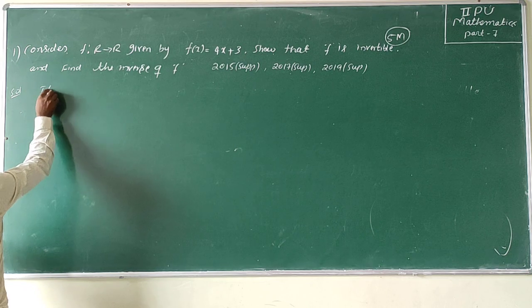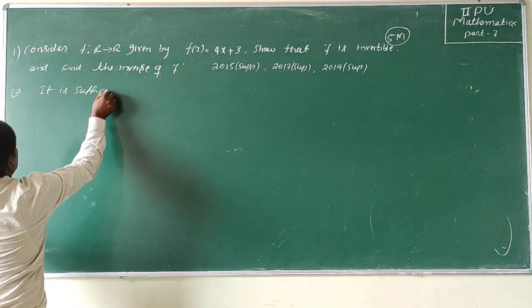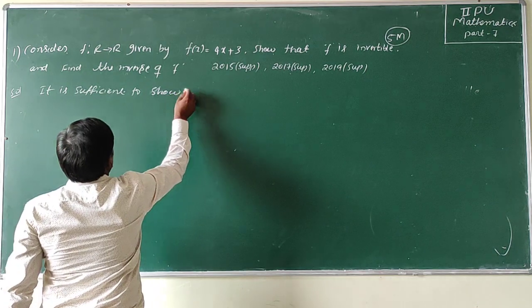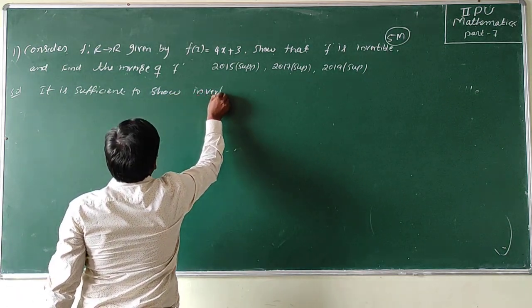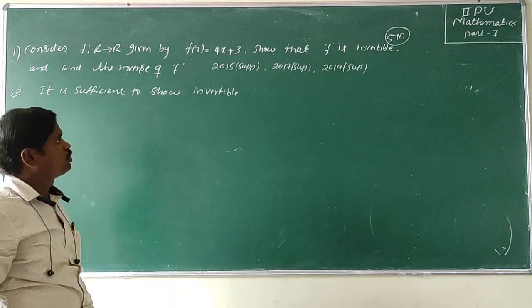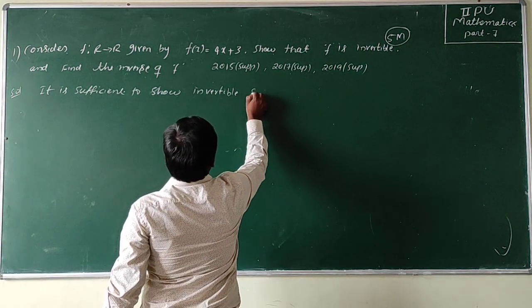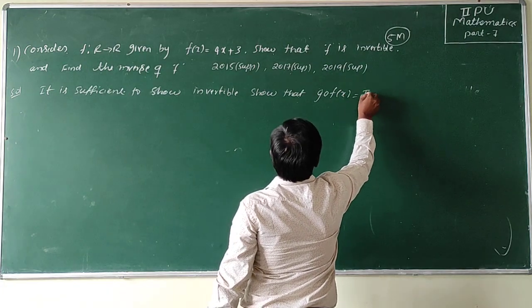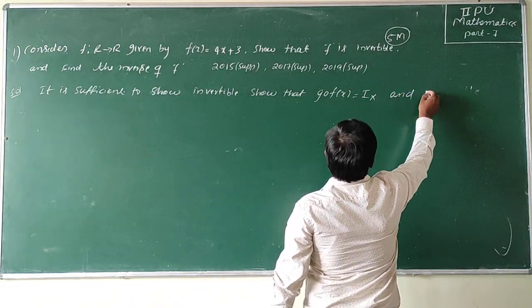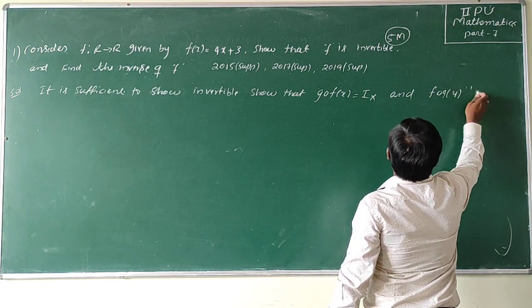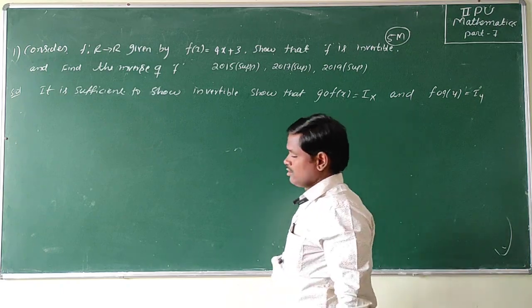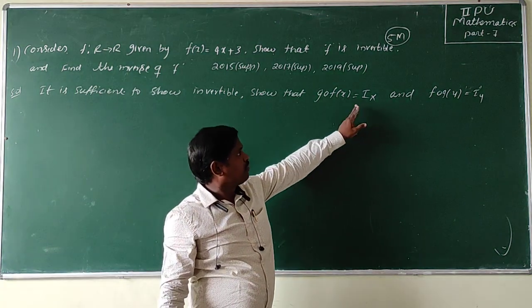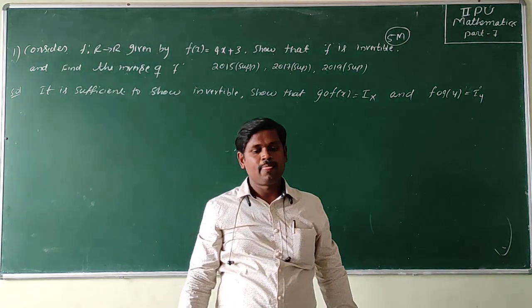It is sufficient to show that g circle f of x is equal to the identity function of X, and f circle g of y is equal to the identity function of Y.